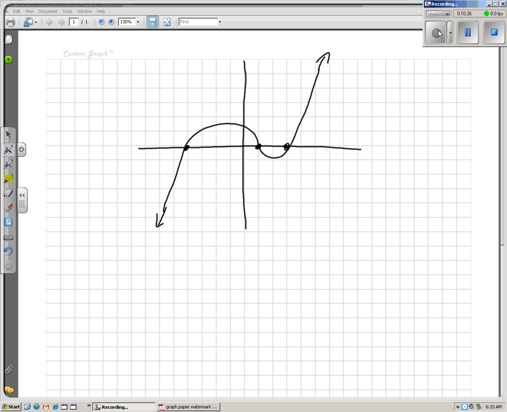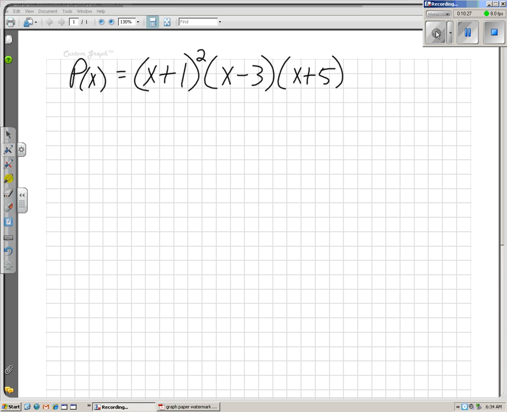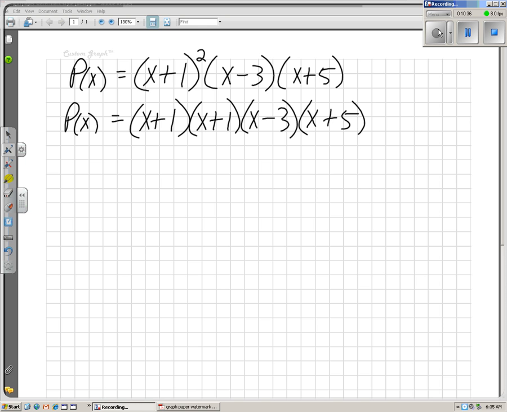Okay, what if you see something like this? What's going to happen here? Notice that exponent of 2. That's going to do something strange to our graph. If we expand that x plus 1 squared, that's just x plus 1 times another x plus 1. So x plus 1 times another x plus 1 times the rest of it. Okay, look at those 4 x's being multiplied and think, well, this is an x to the 4th graph.